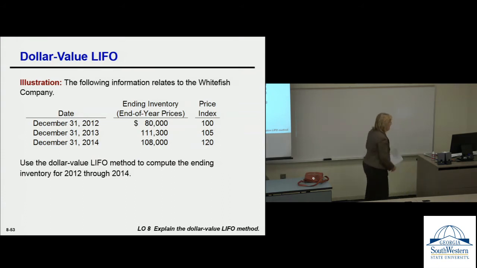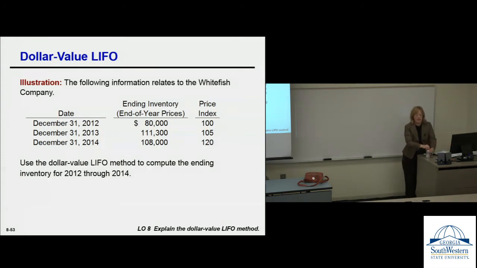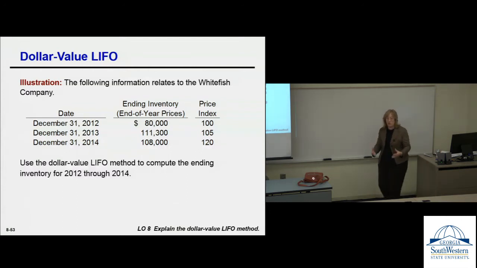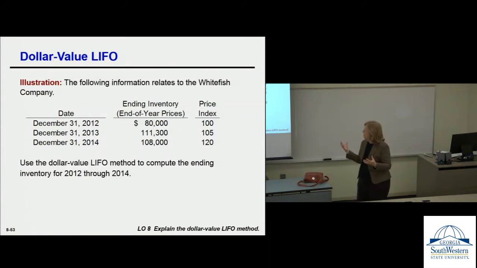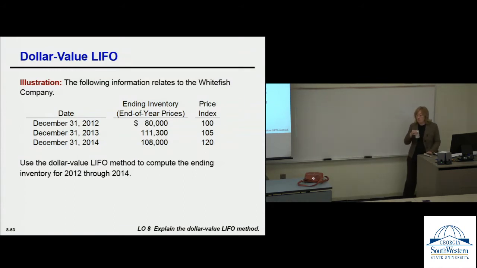So what do we mean by that? Ending inventory at end of year prices. So let's just go with the grocery store example, for instance. Ending inventory at end of year prices, what does that mean? They went and they took an inventory of the stuff that was on their shelves, counted everything at the current price, the price at the end of 2014. And when they did it in 2013, that was the price. And then when they did it in 2012, that was the current value of their inventory. Okay, when they counted it in dollars.